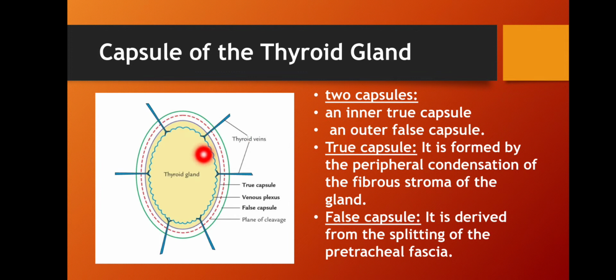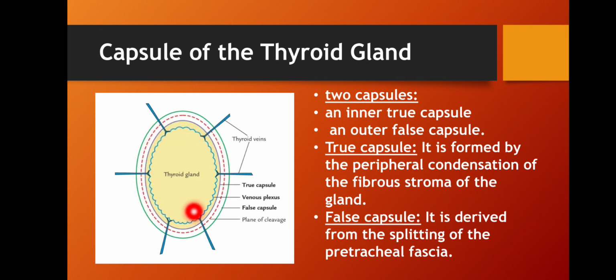So how is the true capsule formed? It is formed by the peripheral condensation of the fibrous stroma of the gland. What is meant by fibrous stroma? Fibrous stroma means connective tissue. So when this connective tissue undergoes peripheral condensation, it leads to formation of the true capsule.